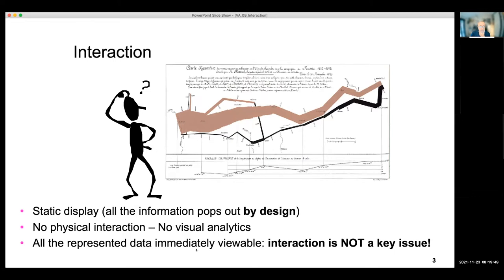And all the data is there. Interaction here is not a key issue. Of course, you can think how to improve the situation. You can move this onto a computer, and maybe you can have the mouse hovering over some part. You can get a precise figure. Here you have some numbers, but you have nothing in the middle. You can have additional information by hovering the mouse, or you can trigger different scenarios or whatever. But here, we don't need it, because by design, everything is there.